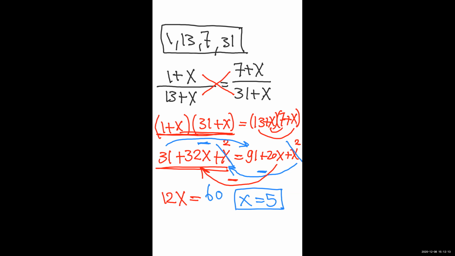So the number which we have to add to all these numbers so they become proportional is x, which is equal to 5. Is it clear now? Yeah, it's clear. Okay, very good. Then the next point, or the next question.